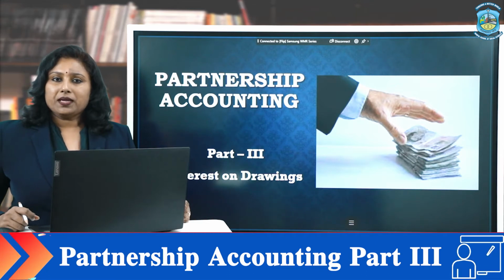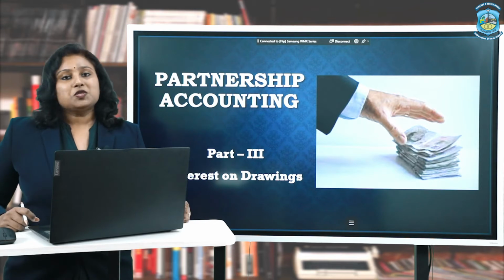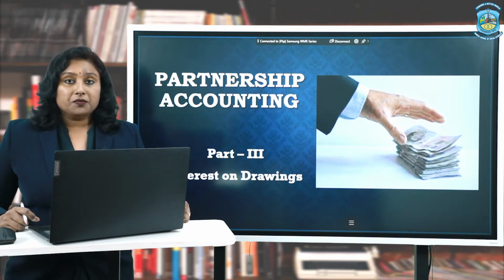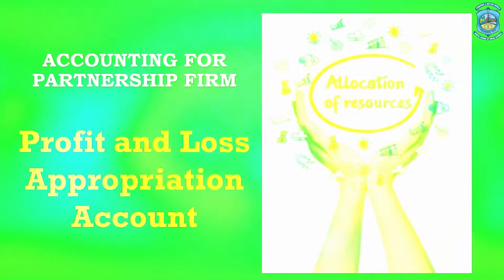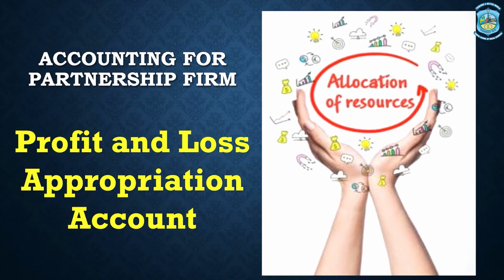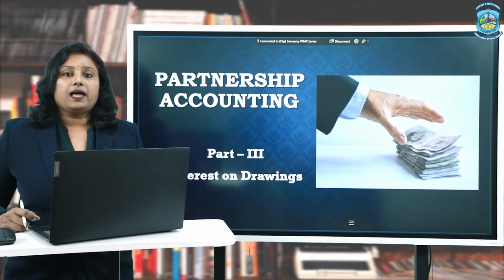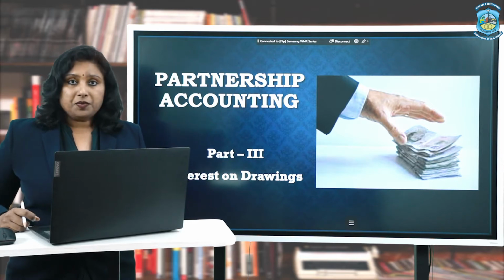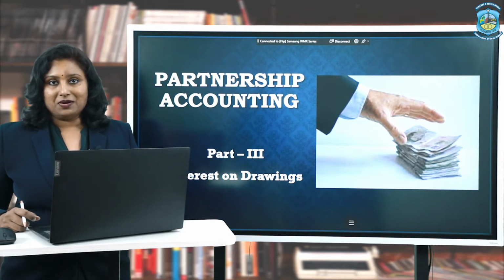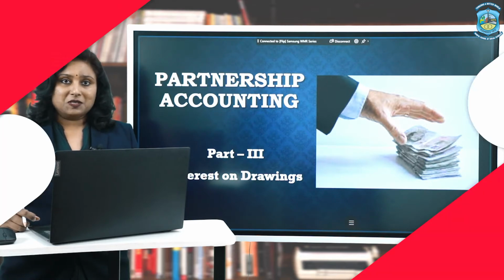Well, let's have a quick recap of what we did in our previous videos. In the first part of the video, we learned about the preparation of financial statements of a partnership firm. That is, first we learned how to prepare profit and loss appropriation account. In my second video, I had explained the very first item appearing in the profit and loss appropriation account, and that is interest on capital, its accounting entry, valuation and the treatment.